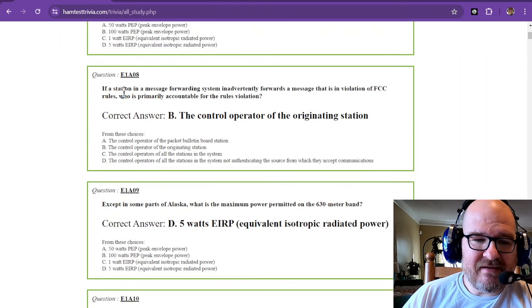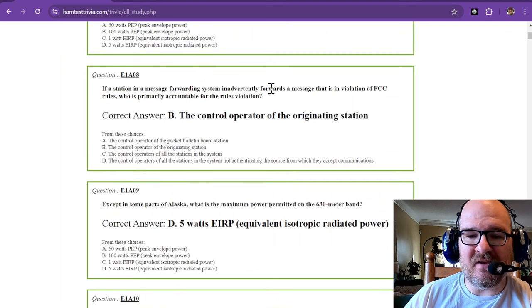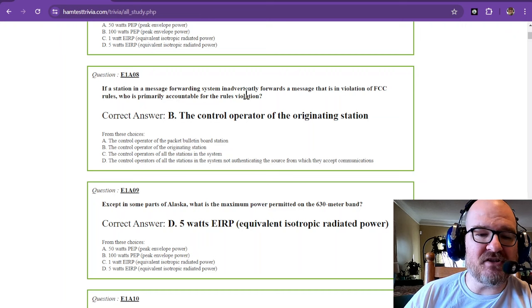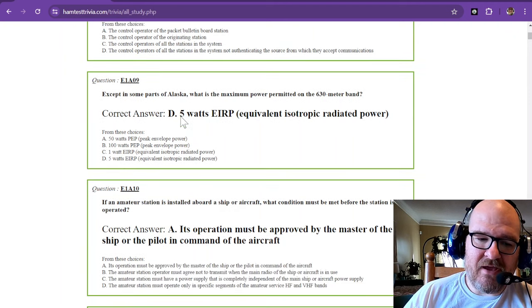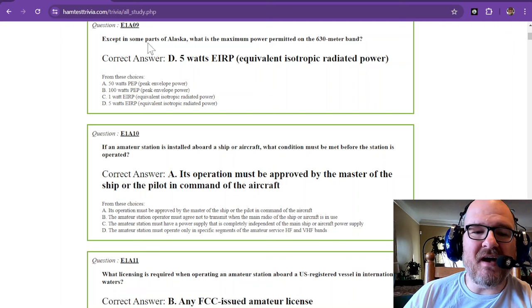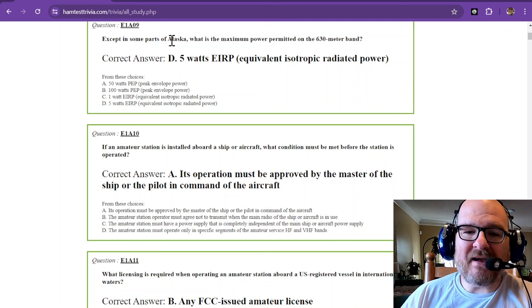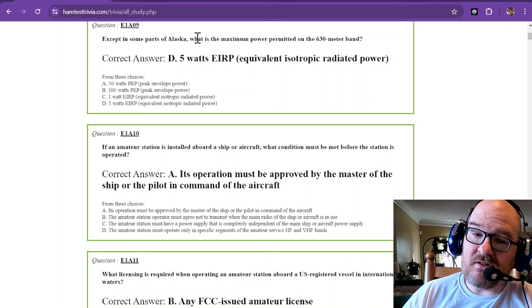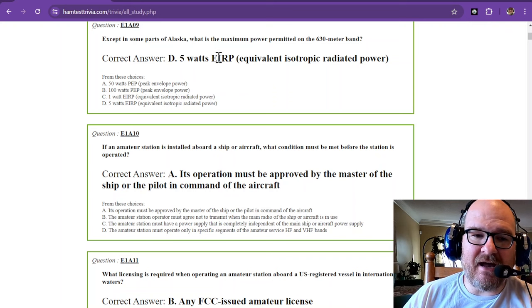Question number 8 in 1 alpha is, if a station in a message forwarding system inadvertently forwards a message that is in violation of FCC rules, who is primarily accountable for the rules violation? The correct answer is the control operator of the originating station. And question number 9. Except in some parts of Alaska, what is the maximum power permitted on the 630 meter band? We didn't look down there real quick, but that's 5 watts EIRP.